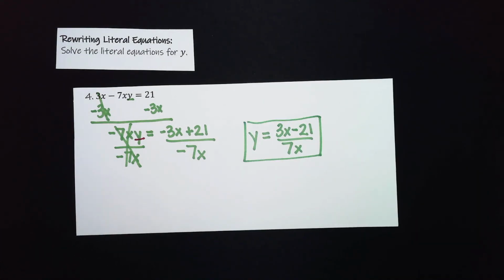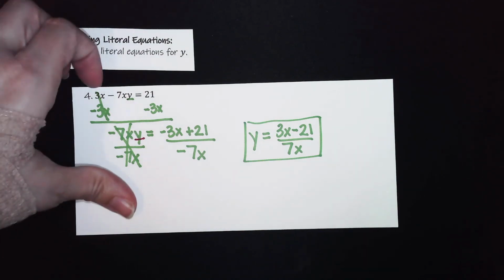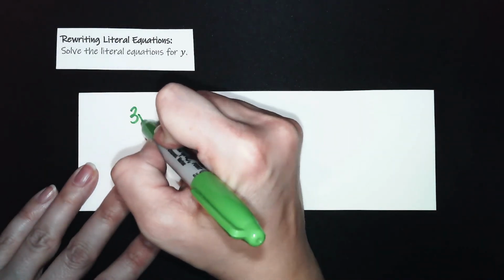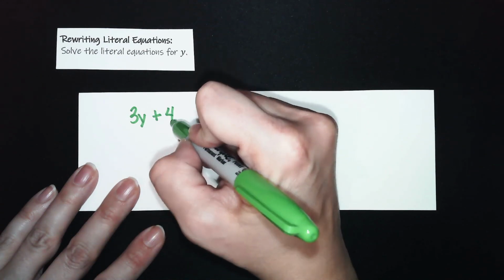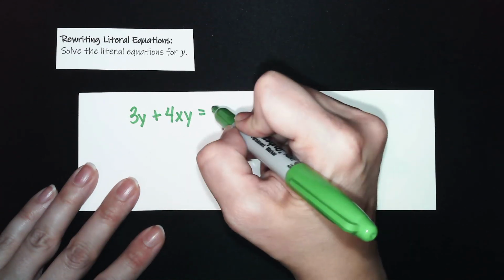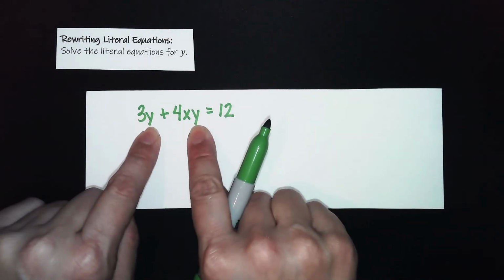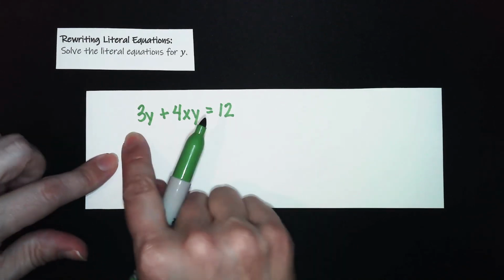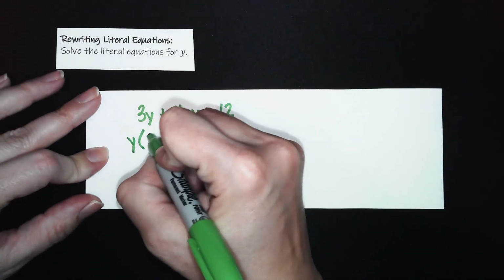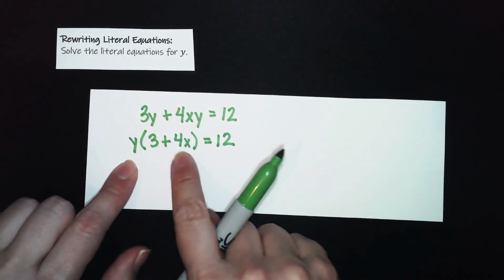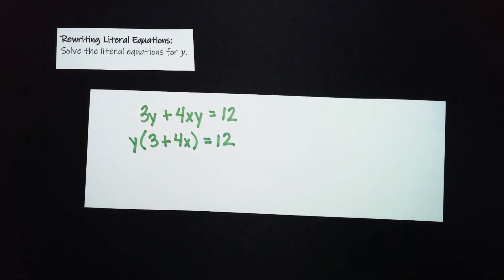Now, one thing I do want to point out, that when you get to the practice, you might have a problem that looks kind of like this, where you would have 3y plus, I don't know, 4xy equals 12. I'm making this problem up. But notice I'm trying to get y by itself, and it has two y's. So in this case, I'm going to factor out a y from everything. So I end up with 3 plus 4x. So then to solve for y, I'm just going to divide by 3 plus 4x. Okay? So just pay attention that there is a problem like that in the practice.